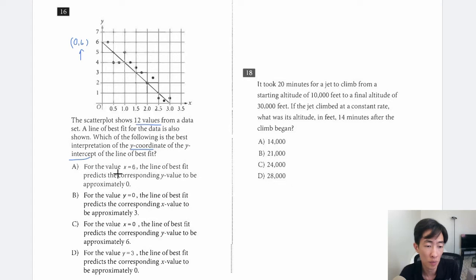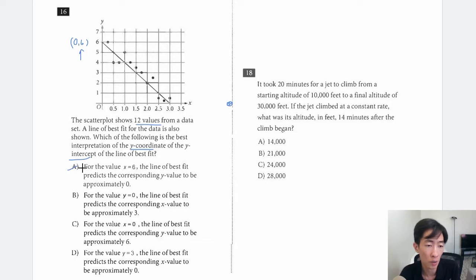So let's look at the answer choices. For the value x equals 6, the line of best fit predicts the corresponding value to be 0. So when x equals 6, that's somewhere all the way out here. Clearly not, because if we extended the line, if you could even do that, it would be all the way down here. So A is not it.